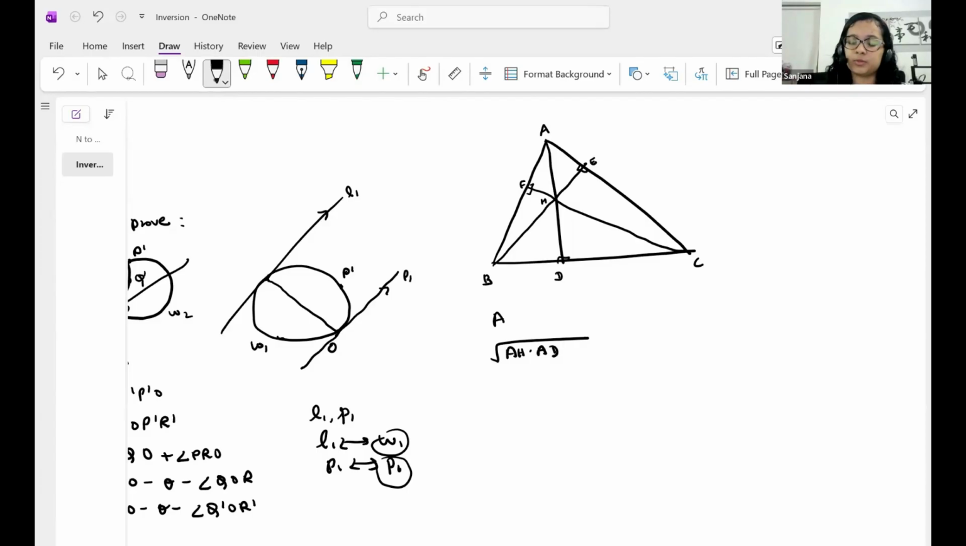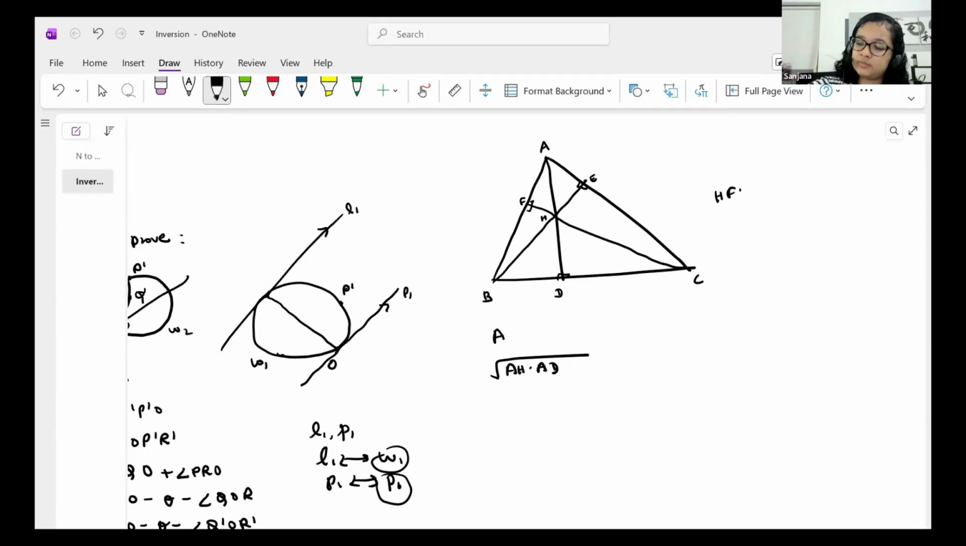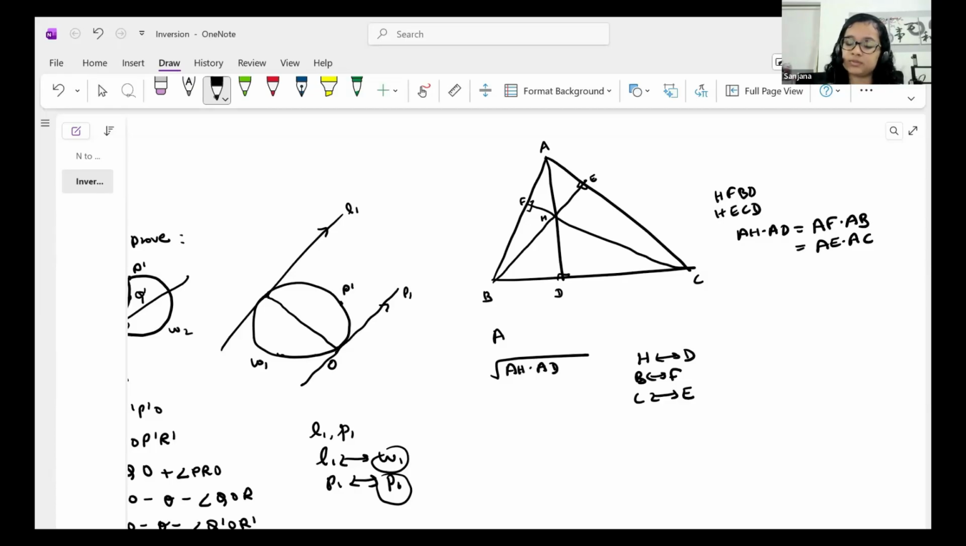And we know from power of a point on the cyclic quadrilaterals HFBD and HECD that AH times AD is equal to AF times AB, which is equal to AE times AC. And this also means that along with the swap of H and D, we also swap B and F, and C and E. So this is one thing you can do.